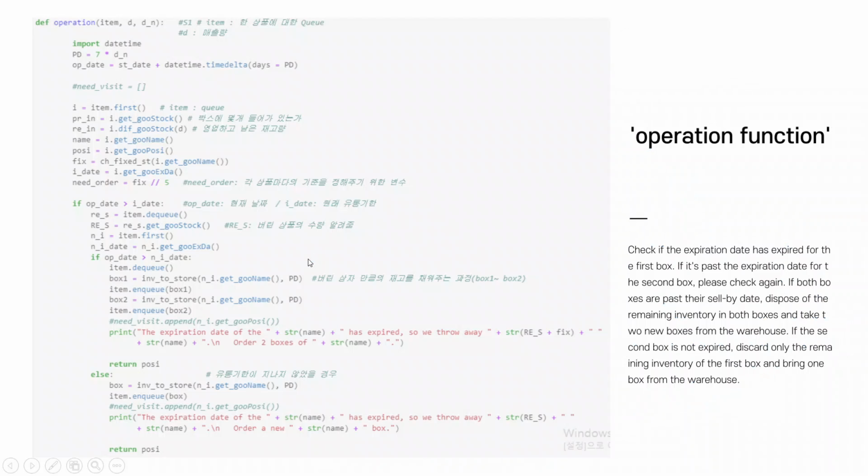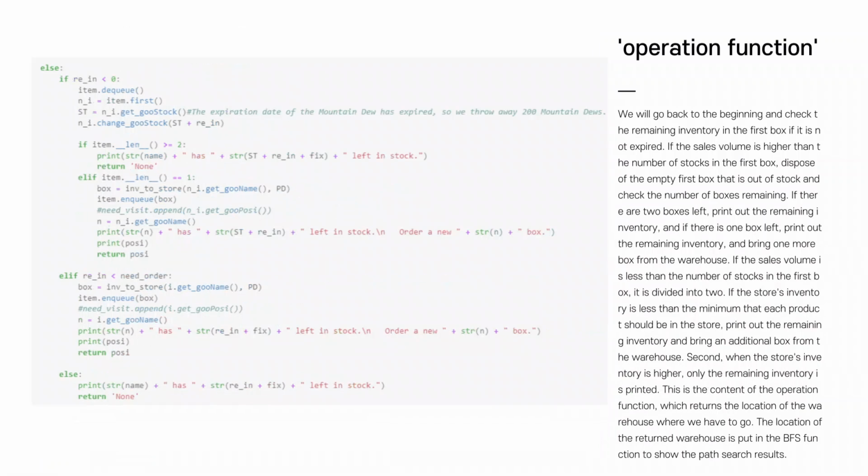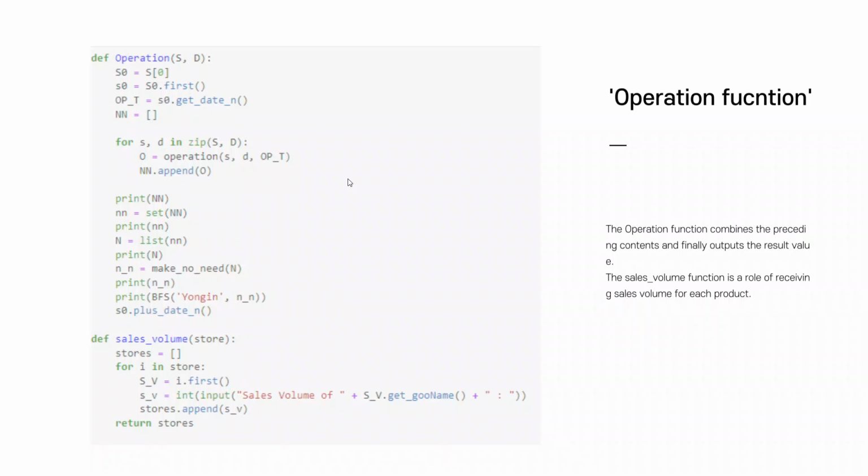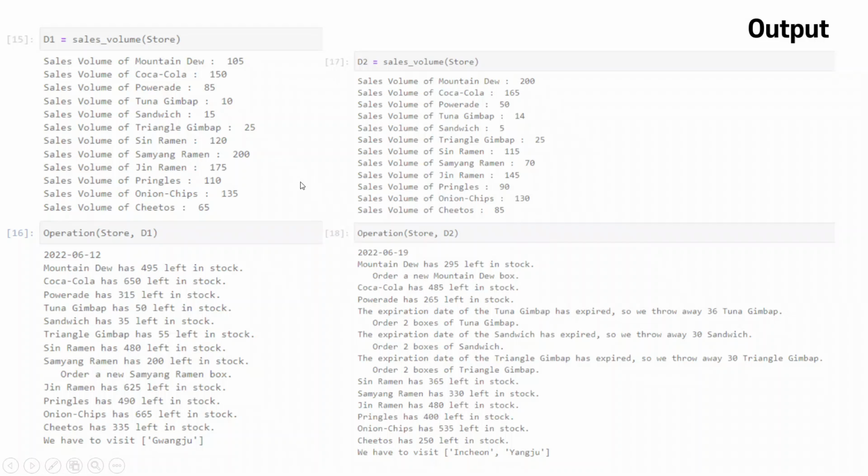This is our operation function. The operation function combines the preceding contents and finally outputs the result value. The sales volume function is a row of receiving sales volume for each product. And this is our output.